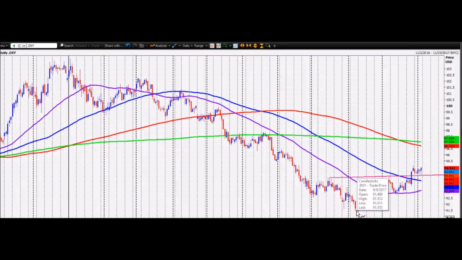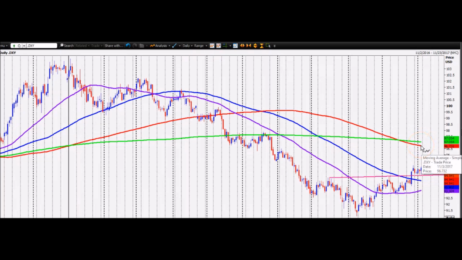Measured target for the strategy for the pattern is, we take the low 91.01, the low of the head. We take the peak of the right shoulder, which is at 94.27. Deduct 91.01 from 94.26. Okay, so let's call it 3.2. We're looking at 320 pips above the neckline. So we've got 94.34 as the neckline. We will be looking at 97.50 area as our target.